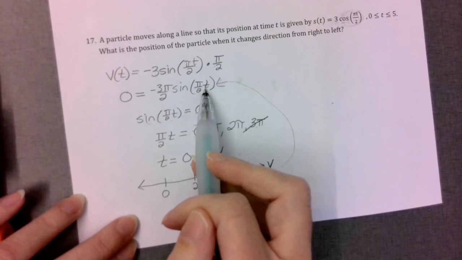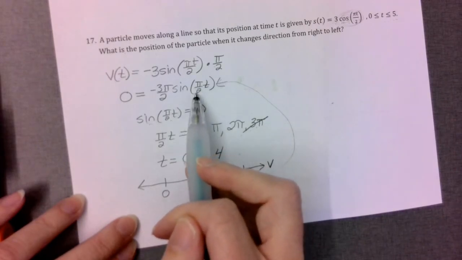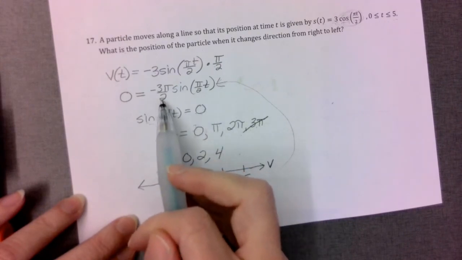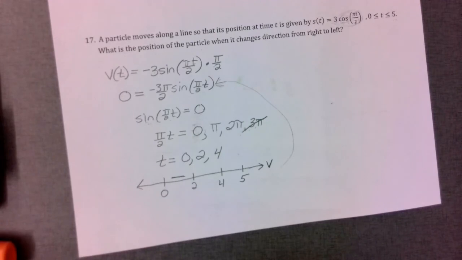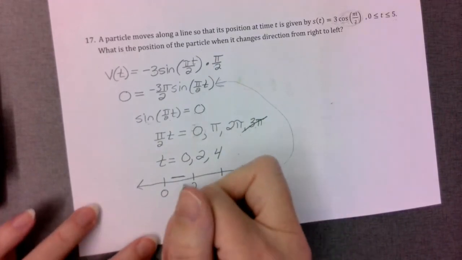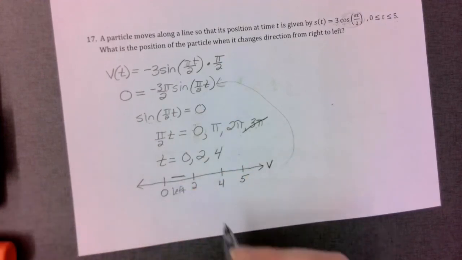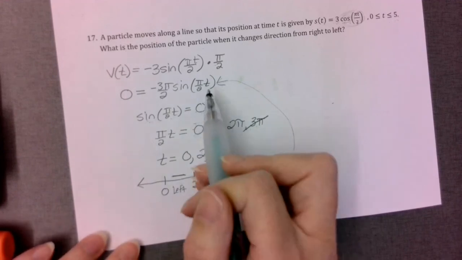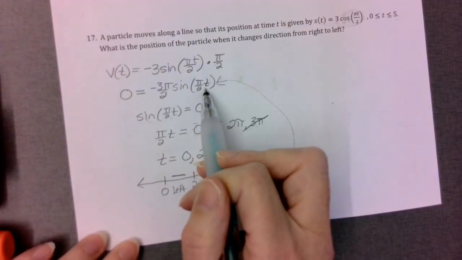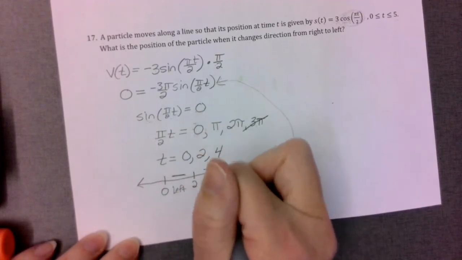If t is 1, it's pi over 2. Sine at pi over 2 is a 1, times the negative quantity means this region is negative between 0 and 2, which means the particle is moving to the left. Between 2 and 4, I would test 3. Sine of 3 pi over 2 is a negative 1, times this negative means the region between 2 and 4 is positive.